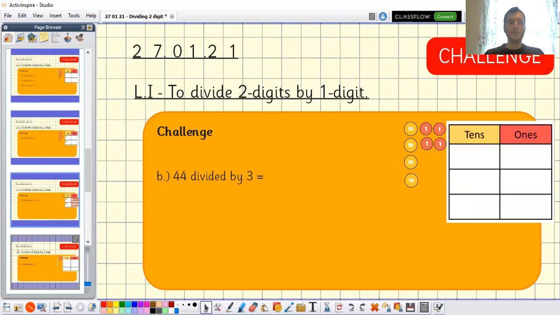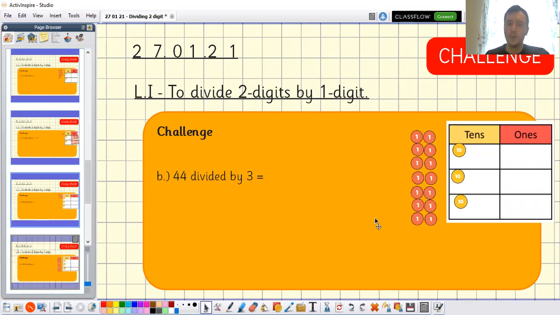44 divided by 3. So once again, I start with my 10s, 1 10 in each group. Uh-oh, I've run into a problem again. I've got 1 10 left over, which I can't share equally in these groups. So I need to regroup that into 10 extra 1s, which I've done. Instead of 4 1s, I've now got 14. So again, bear with me as I share them. There's 1 1 in each group. There's 2 1s in each group.